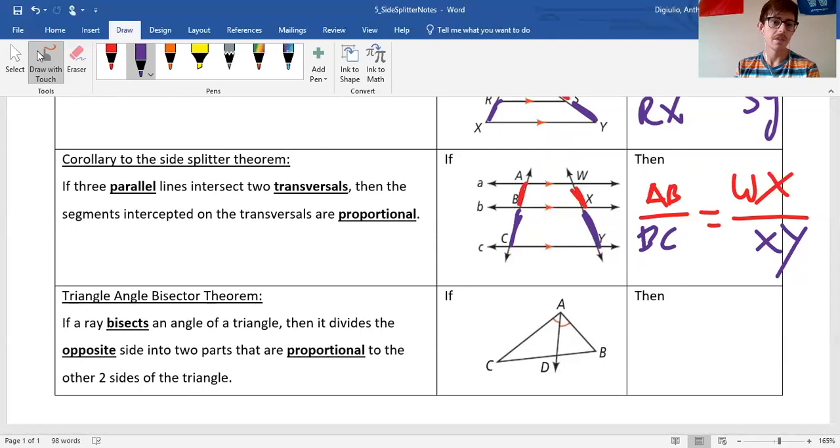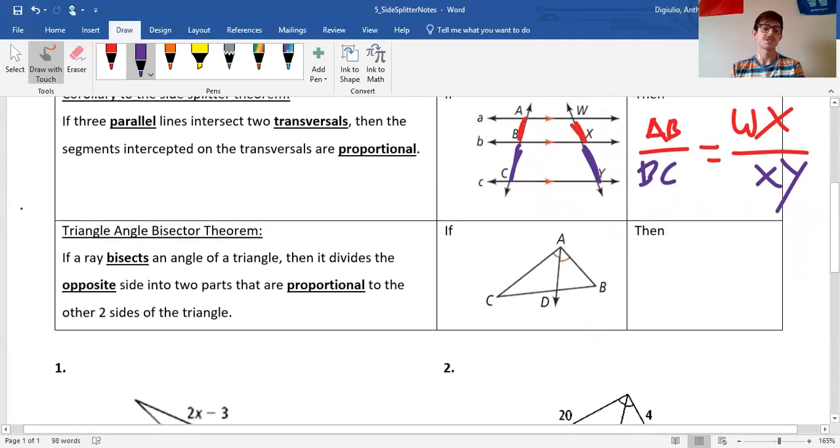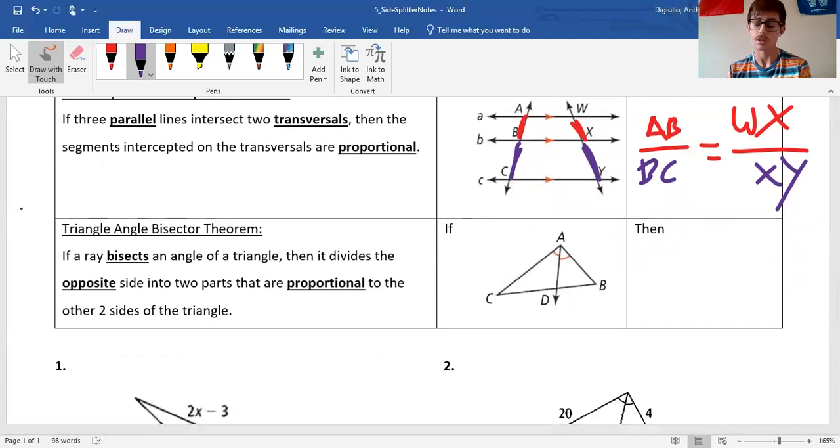All right. And then the last one is the triangle angle bisector theorem. So it says if a ray bisects, so this ray AD is bisecting angle A in that triangle, or angle CAB, if I want to be more correct, then it divides the opposite side into two parts that are proportional to the other two sides of the triangle. So this one has a lot more to do in proving the theorem, and if you are very interested, we can always sit down and explain it to you a little bit.